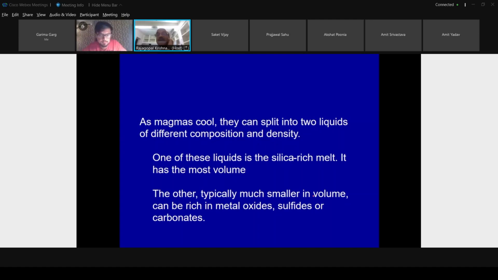At high temperature, they are miscible. When the magma cools, it starts splitting. This is called magma splitting. There is something called magma mixing. For this, you should have a strong background of igneous petrology.